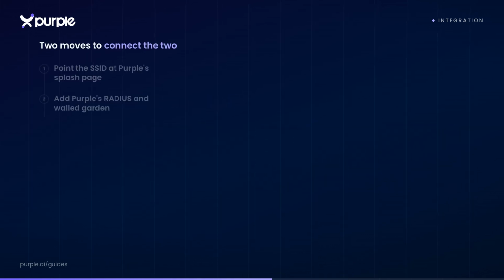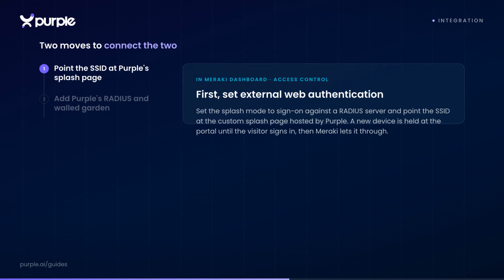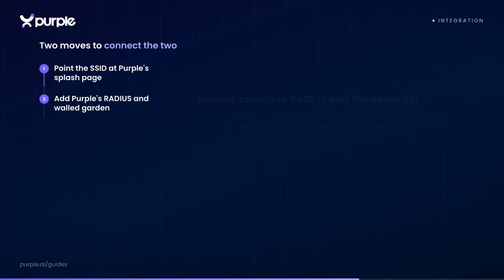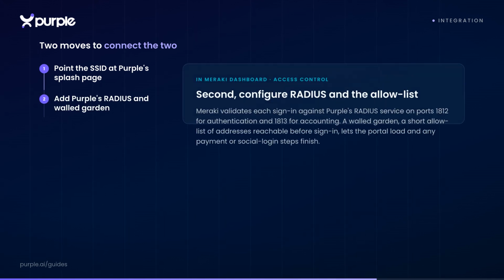First, set the splash mode to sign on against a Radius server and point the SSID at the custom splash page hosted by Purple. Second, configure Radius on ports 1812 for authentication and 1813 for accounting, and add the walled garden so the portal can load. The accounting stream feeds your visitor analytics.